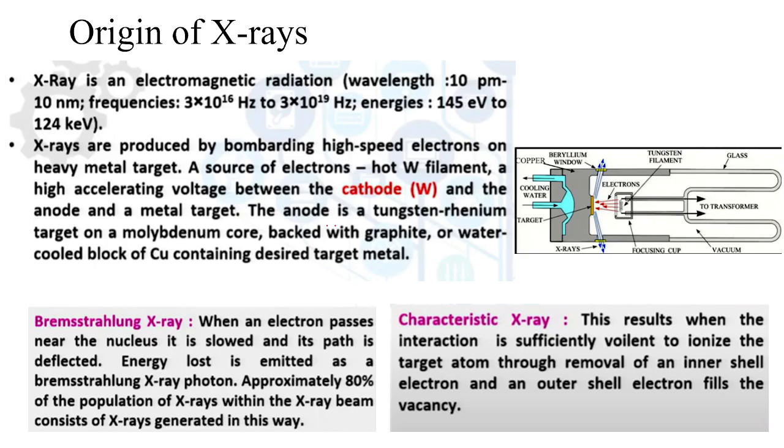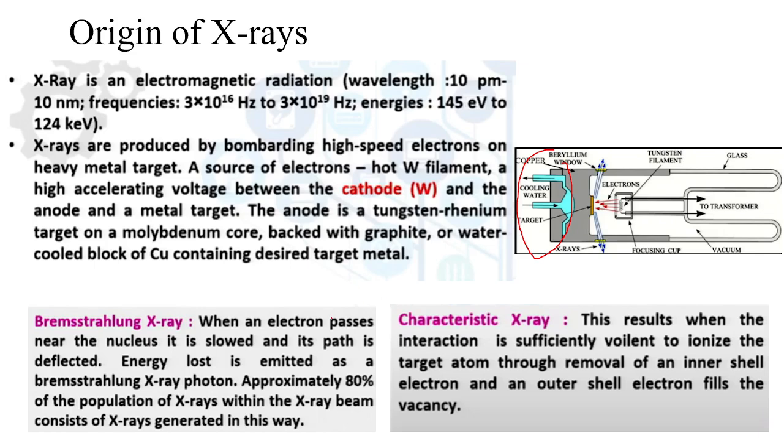And the anode is tungsten rhenium on a molybdenum core and backed with graphite or water core. So this is the total part, and after generating the X-ray, it will come out through the beryllium window.